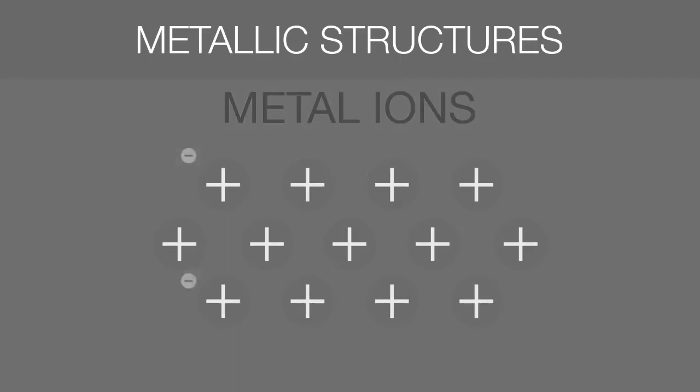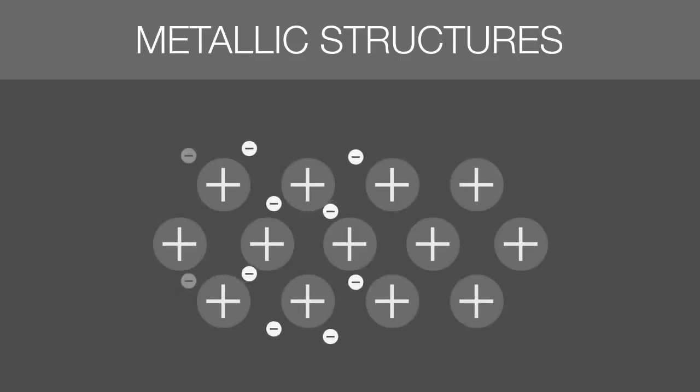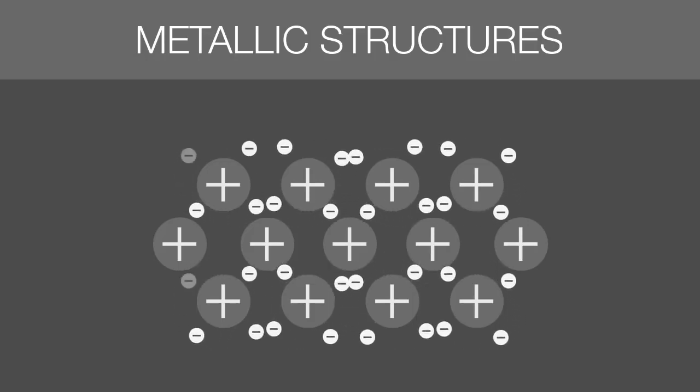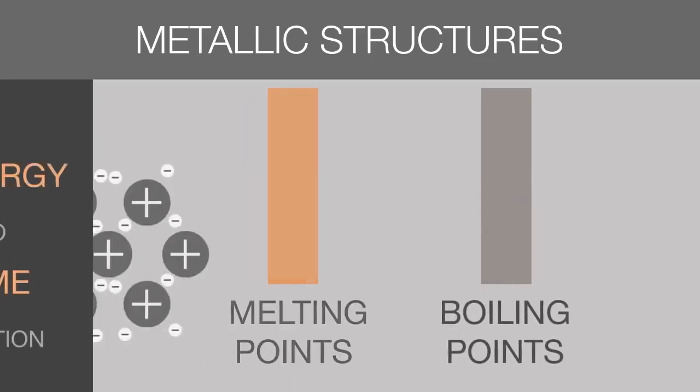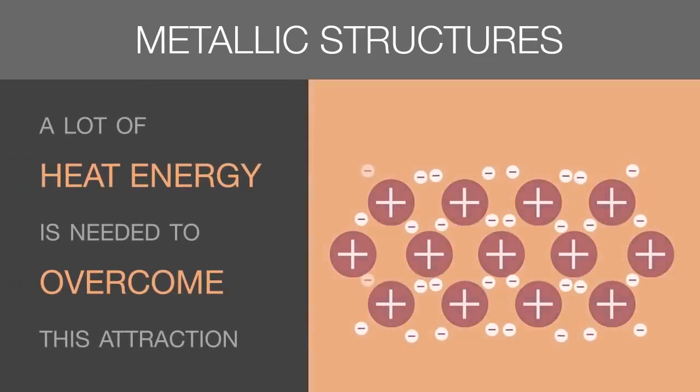The free-floating electrons act like a glue and hold the structure in place. This is a very strong attraction and explains why metals have high melting and boiling points. A lot of heat energy is needed to overcome this attraction. This is also why metals are very good conductors of heat.